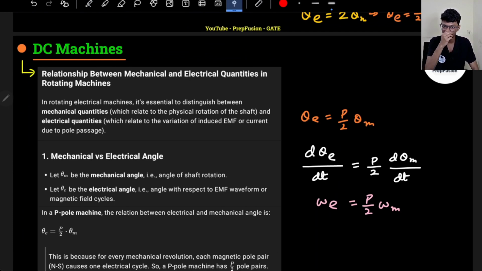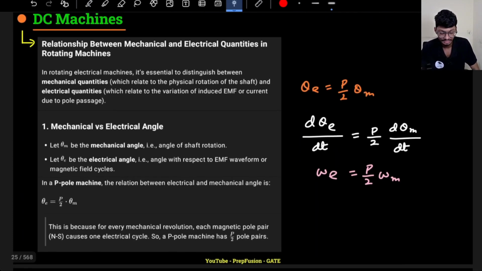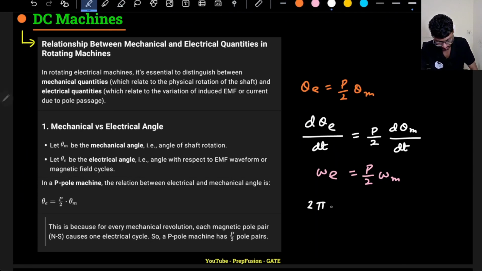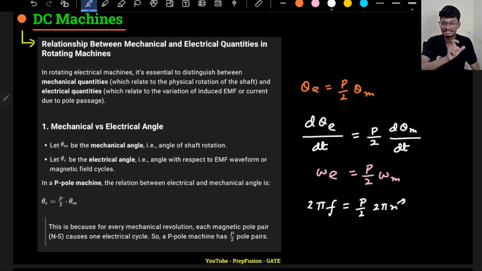Now this can be further rewritten, right? How can I further rewrite this? So what is omega e? Omega e is basically 2 pi f, the frequency of the waveform, the frequency of the flux density. And it is P by 2 of 2 pi n. What is n? n is the revolutions per second.